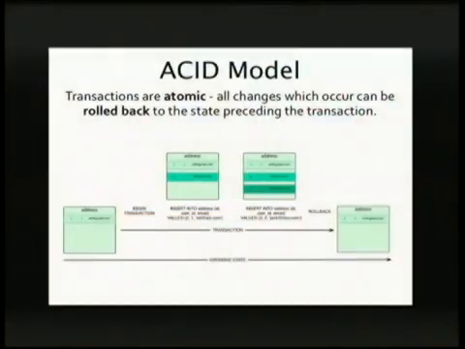So the ACID model, the A in ACID stands for atomic. And atomic means that you can do a bunch of things in a transaction that don't actually affect the final state of the database until you commit them. And if you roll back the transaction, then everything you do is gone.